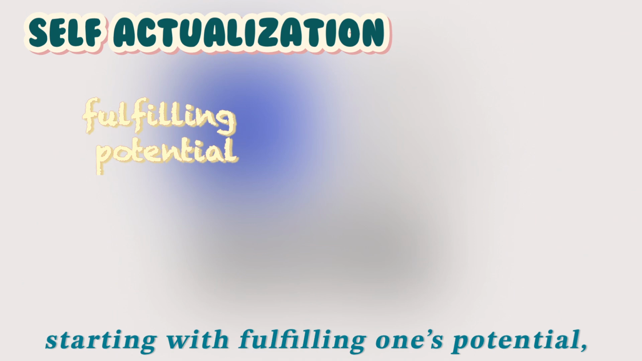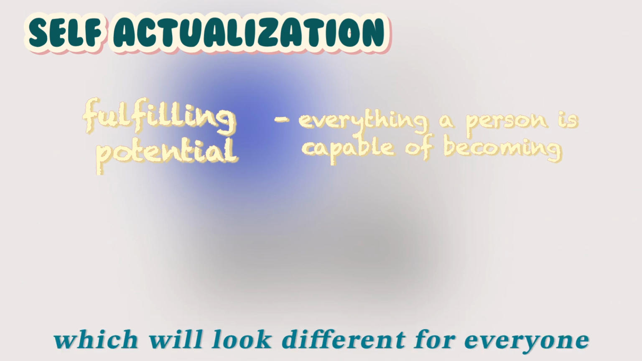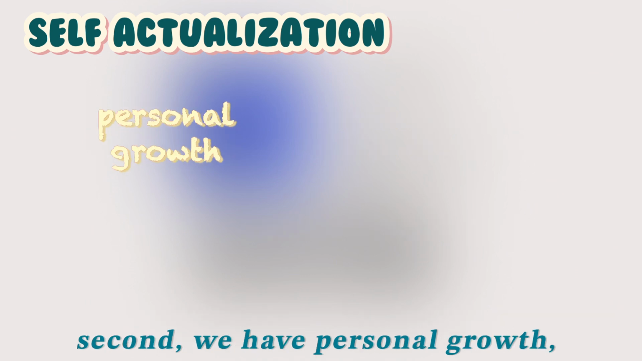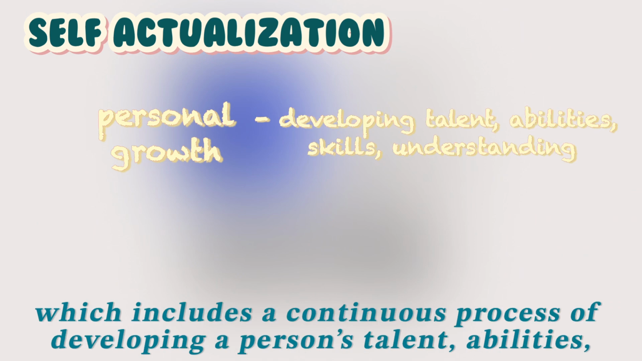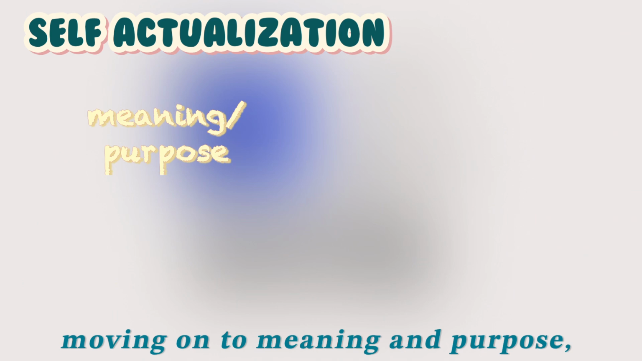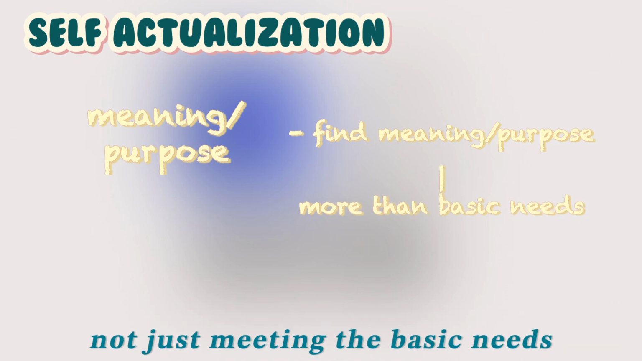Starting with fulfilling one's potential, this is about being everything that a person is capable of being, which will look different for everyone, but basically this level means that a person is working to reach their full strength. Second, we have personal growth, which includes a continuous process of developing a person's talent, abilities, skills, and understanding of life and the world. Moving on to meaning and purpose, this is where a person focuses on finding their meaning and purpose of life, not just meeting the basic needs.